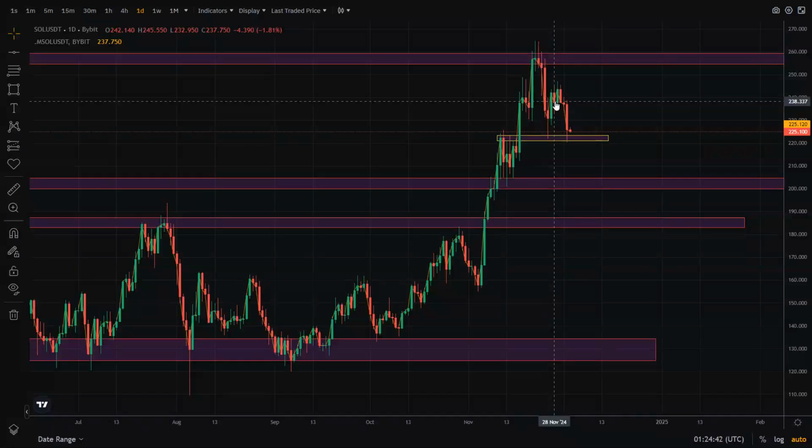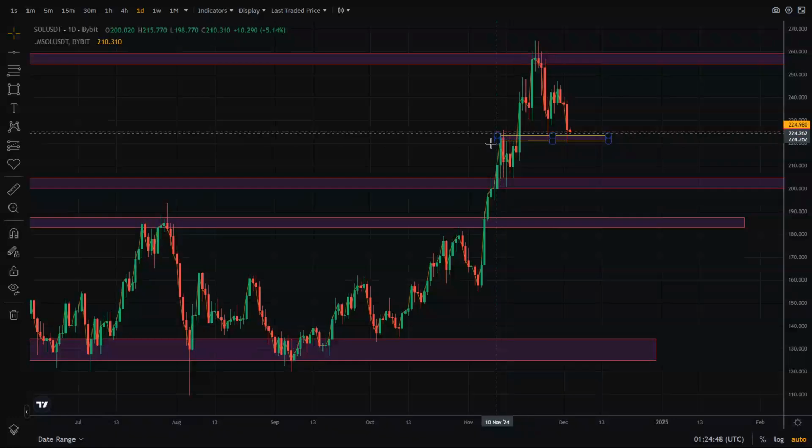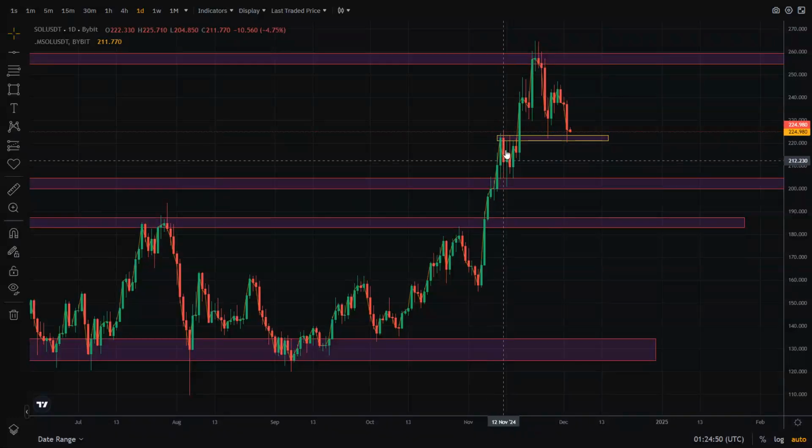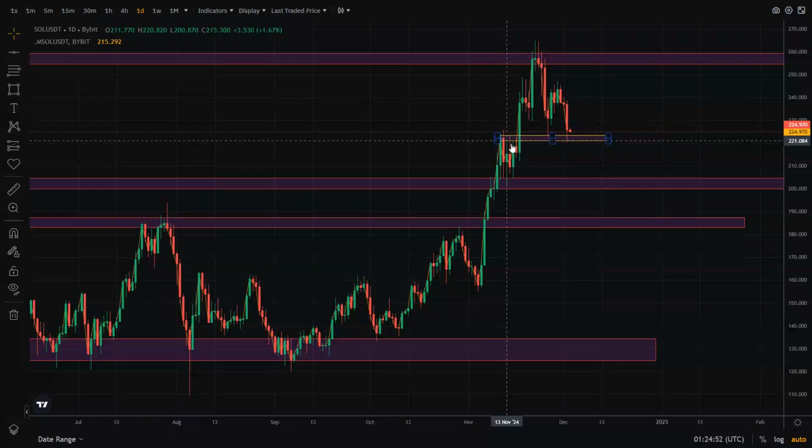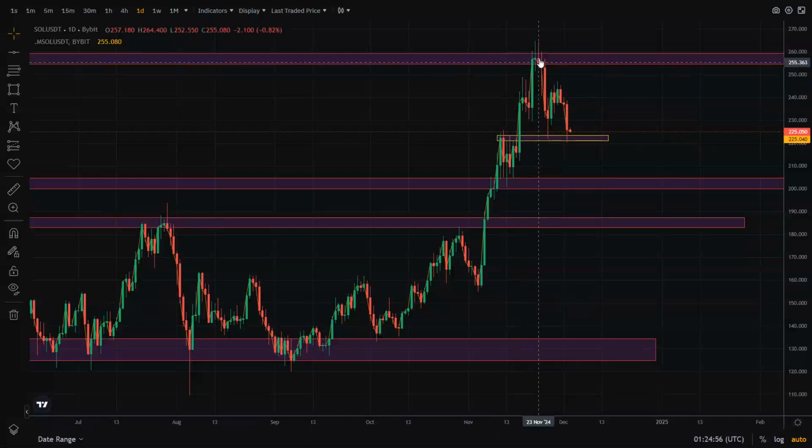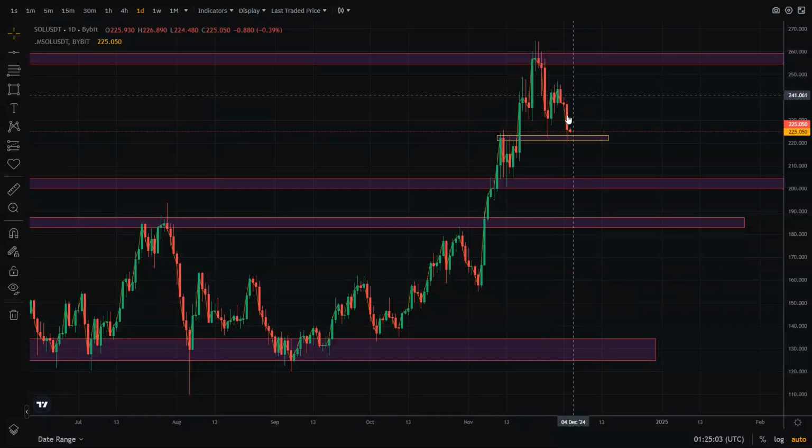You can see the multiple reactions here, touching this level. When it was coming up, it touched the level and moved down drastically on different occasions, 1, 2, 3, 4, 5, 6, on six different occasions. Take a look at it. The price touched the level once, rejected it, touched it a second time, rejected, and this is the third time. So we're expecting a rejection at this level.